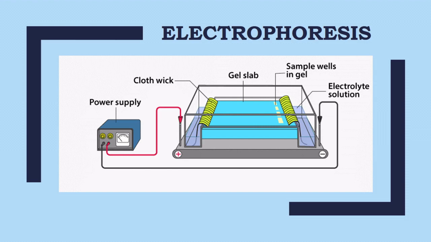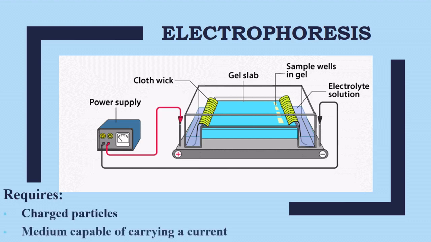We apply a current which is able to pass through the medium. We use buffers for this purpose so that the electric current is carried. So basically the requirements are the charged particles and the medium that is capable of carrying a current. I hope you have the basic idea of how we carry this out, but this is not the lecture to discuss electrophoresis. Considering that you have a slight idea that we are going to utilize the current to move the charged particles from one end to the other, that much knowledge of electrophoresis is sufficient to understand immunoelectrophoresis.